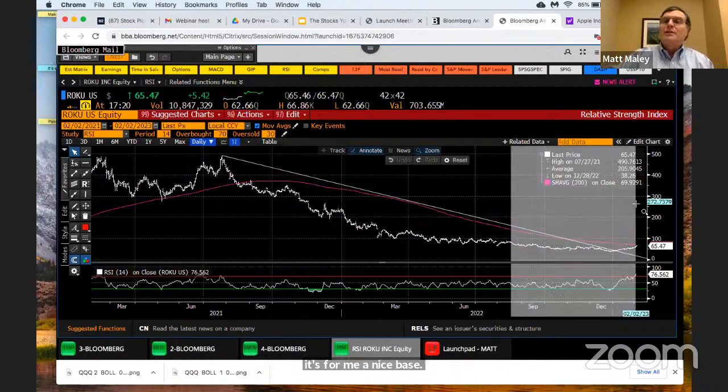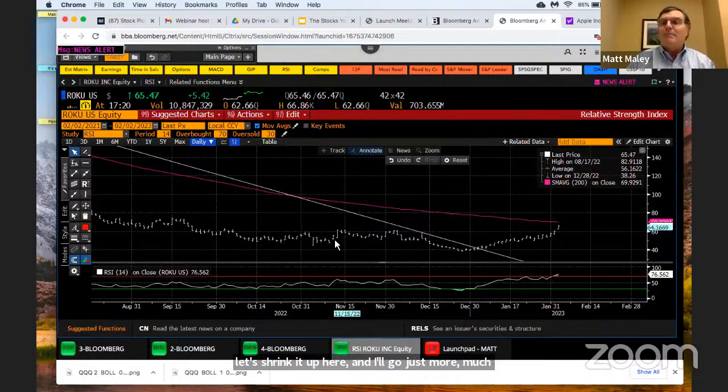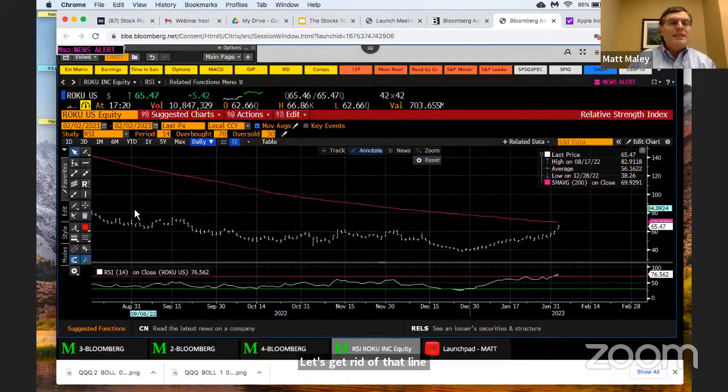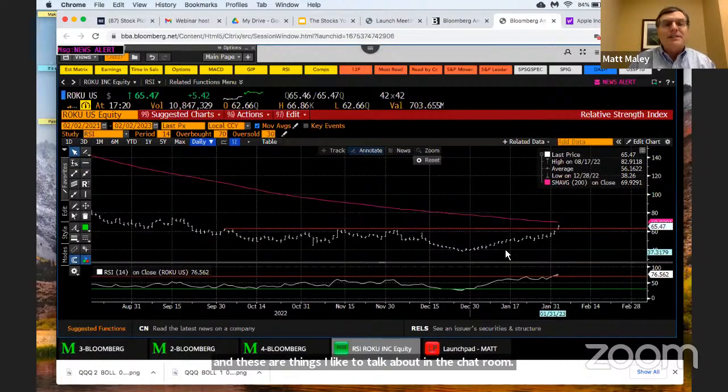See how it's making a nice higher high? See how it kept bumping up against that 60 level? Let me get rid of that line. These are the things I like to talk about in the chat room. See how it kept bumping up, got just above 60 and stopped there, stopped there again, stopped there again. It finally is breaking above that.